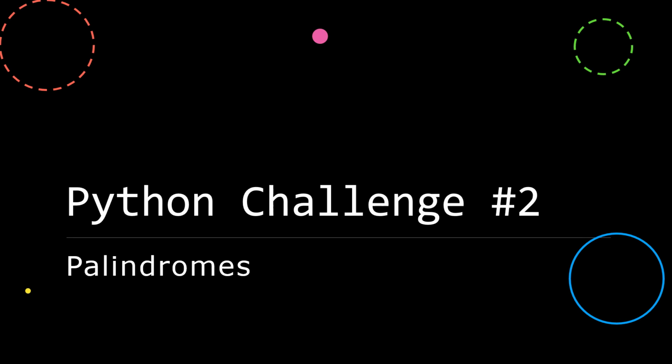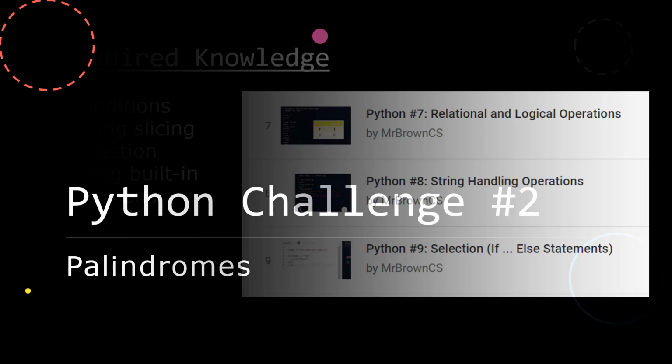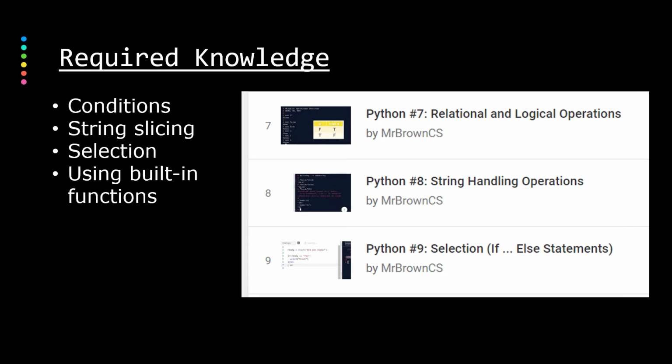Hi, this second challenge I'm posing is going to be surrounding palindromes, the idea being to practice a few different techniques which are covered in videos 7, 8 and 9 in my playlist, and of course videos before that. But in particular I'm focusing on constructing basic conditions, doing some string slicing, using selection and using a couple of built-in functions as well. So to do this challenge you need to know these topics.